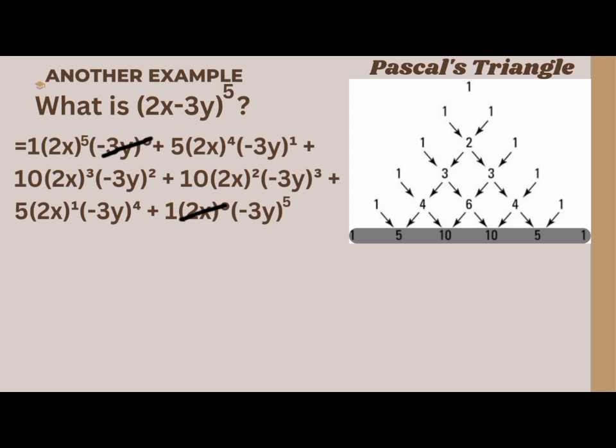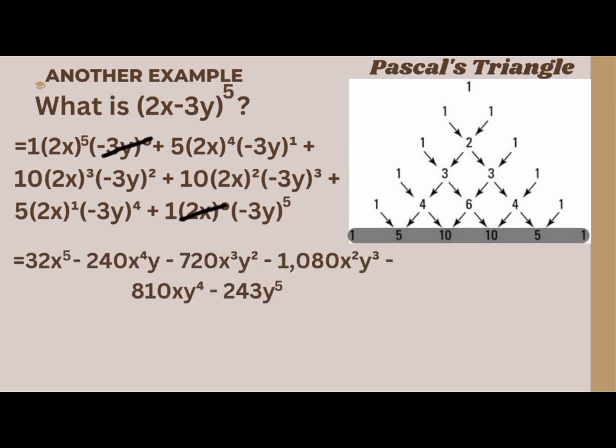1 times (2x)^5 equals 32x^5. 5 times (2x)^4 times (-3y)^1 equals -240x^4y. Then, 10 times (2x)^3 times (-3y)^2 equals -720x^3y^2.